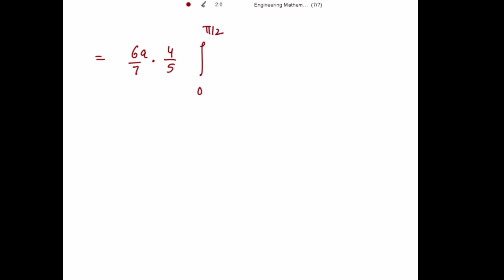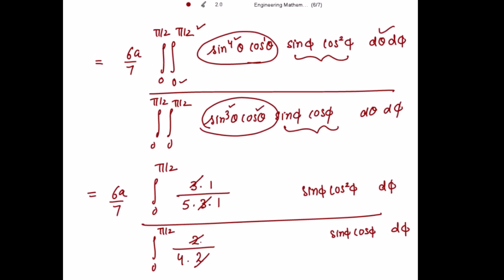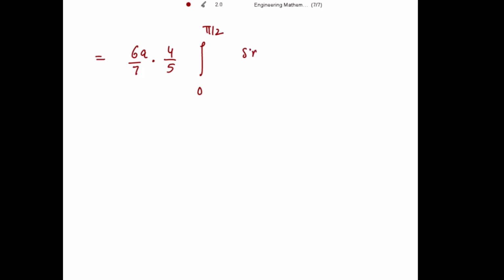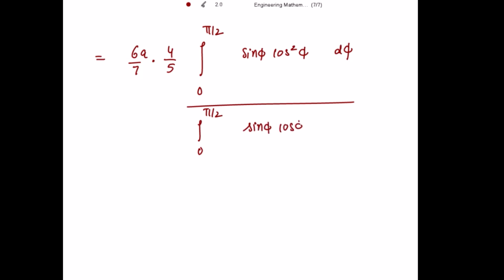And now the remaining integration with respect to phi of this, sine phi cos square phi d phi divided by the integration of sine phi cos phi d phi. So 6 into 4, that is 24, divided by 7 into 5 is 35 into a. Integrating with respect to phi.